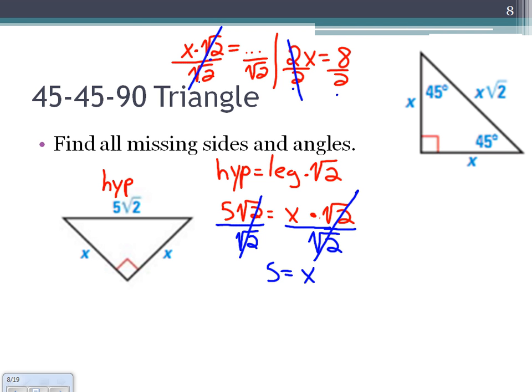Is that going to be the same for both legs? Yep. 5, 5. Note the similarities. 5, 5, 5 root 2. x, x, x root 2.